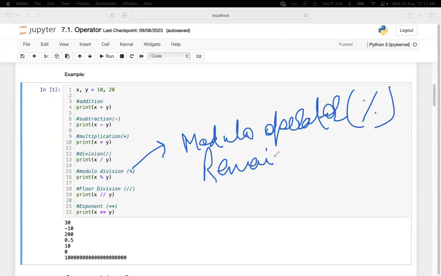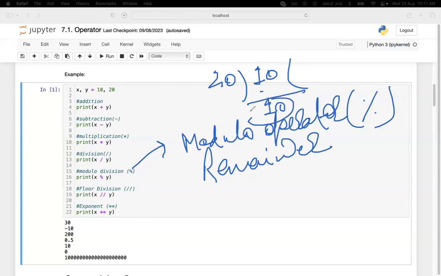Fine. So that's why, when I am dividing 10 by 20, let's take 10 and 20 and divide it. Simply, it's not divisible, so you are getting 10 as the remainder. That's why I am getting 10 as a remainder.